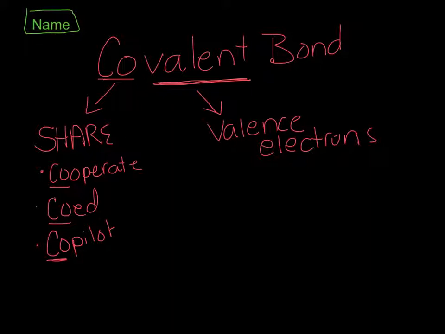Okay, so covalent means the sharing of valence electrons. So a covalent bond is valence electrons that are being shared. Okay? And another thing to remember, a synonym for a covalent molecule or a covalent compound is a molecular compound. So we're going to write that in a little box to the side.